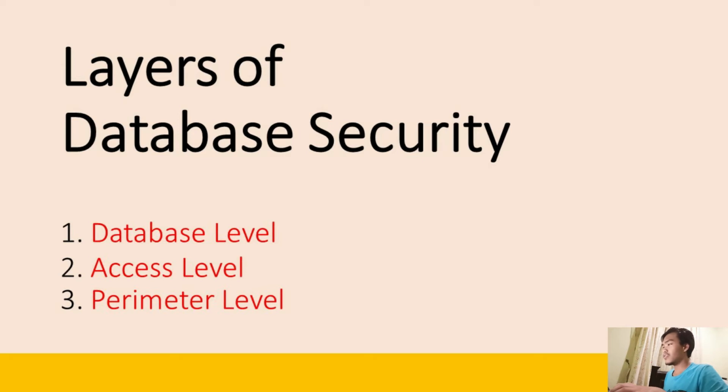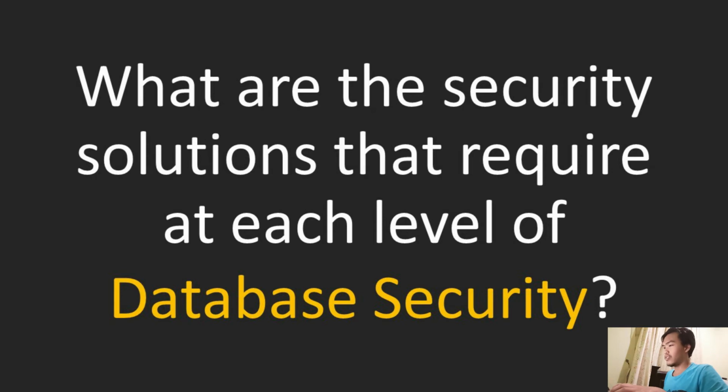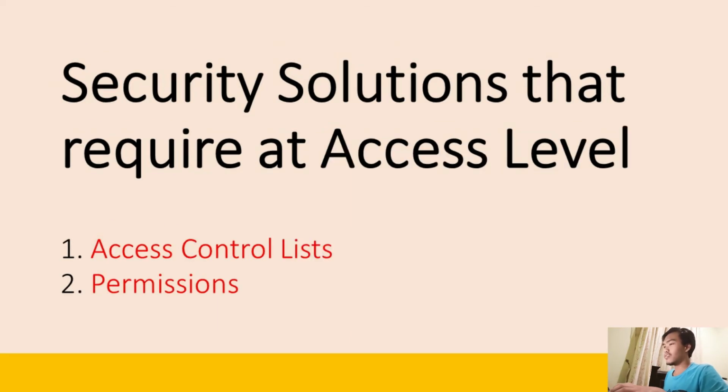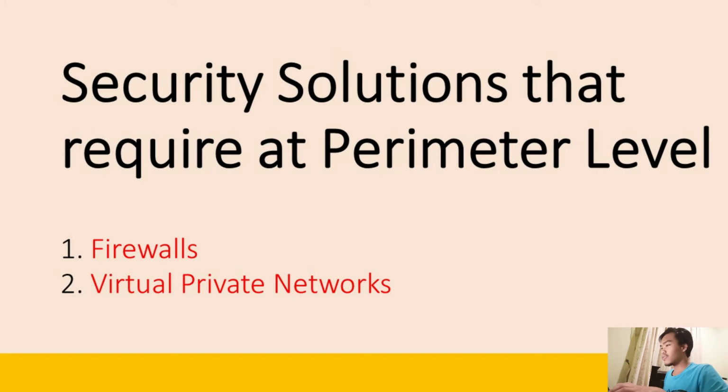Each level requires a unique security solution. What are the security solutions that are required at each level of database security? Security solutions required at the database level are masking, tokenization, and encryption. Security solutions required at the access level are access control lists and permissions, while security solutions required at the perimeter level are firewalls and virtual private networks.